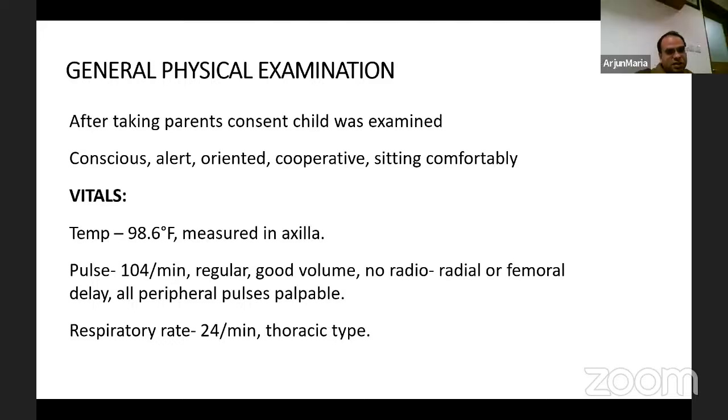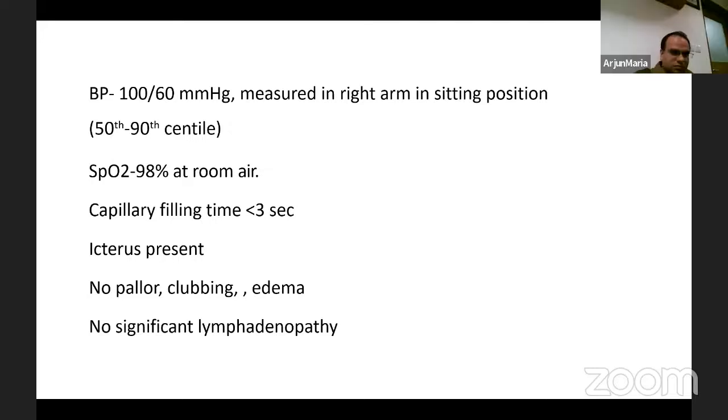You want to look at whether the child has hepatic encephalopathy or not. Vitals: temperature 98.6, pulse 104 per minute, regular, no radiofemoral delay, with all peripheral pulses palpable. Respiratory rate 24 per minute, thoracic type. BP is 100/60, showing no sign of shock, SpO2 98% at room air, capillary filling less than 3 seconds. Child has icterus present, no pallor, clubbing or edema, and no lymphadenopathy.